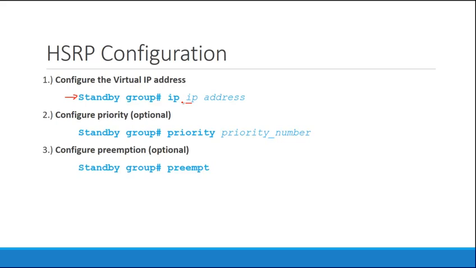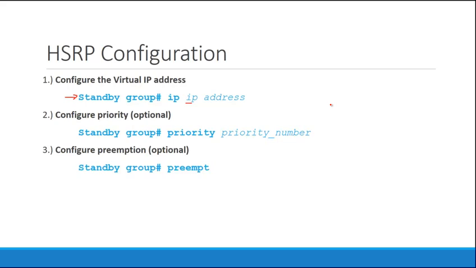The other interesting thing, I'll go down to preemption first, and then I'll discuss what's interesting. The other optional thing that you can do is preempt, or preemption. So you do standby, the group number, and then the keyword preempt. What that does is allow that router to participate in any re-election process. By default, once HSRP is stabilized and I have an active router, it will stay active even if another router comes on the network with a better priority, unless I configure preemption.